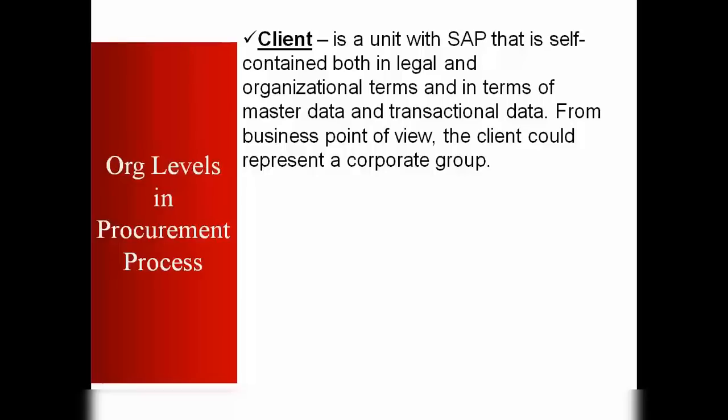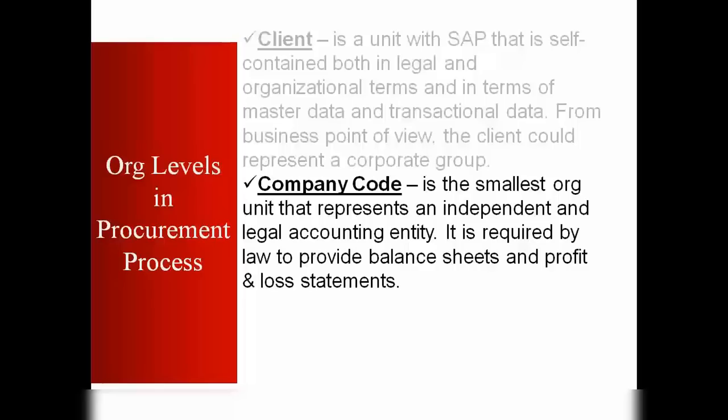That's your client at the top level, and under client we have a thing called company code. This is the smallest org unit that represents an independent legal accounting entity. It is required by law to provide a balance sheet and profit and loss statement. Basically, company code is the smallest org unit used on the finance side of SAP, and it is mandatory by law to have a company code where we create the balance sheet and profit and loss statement.